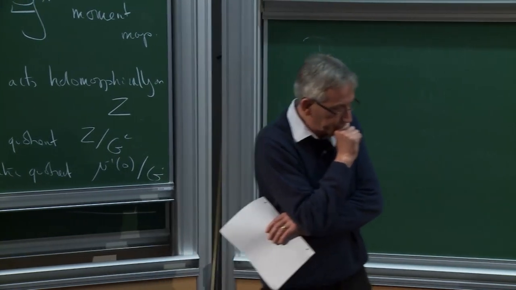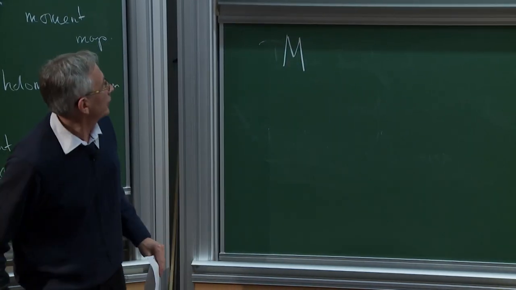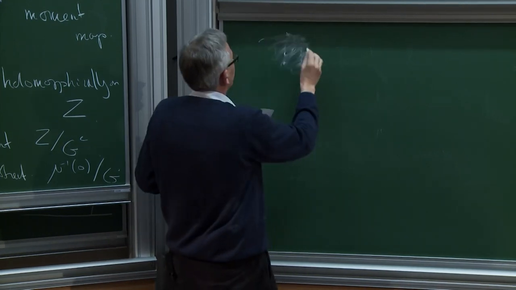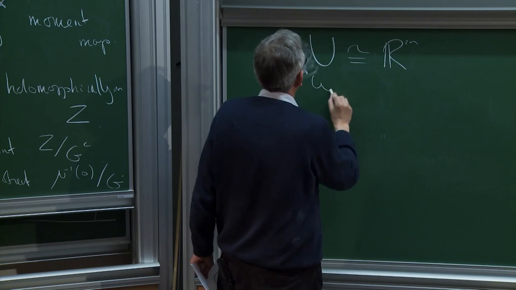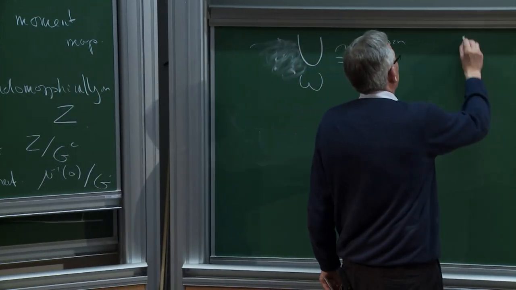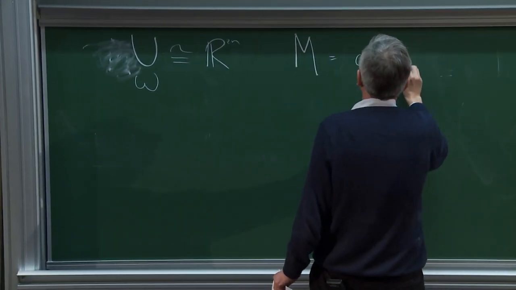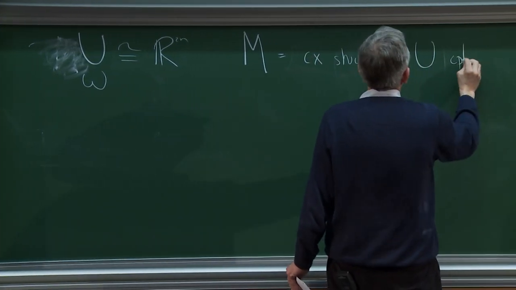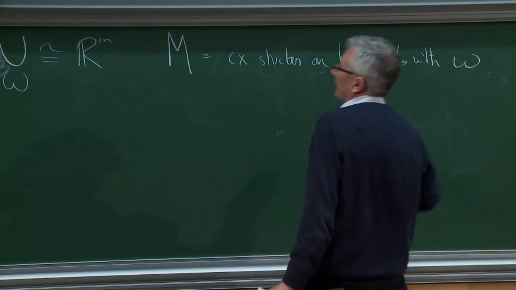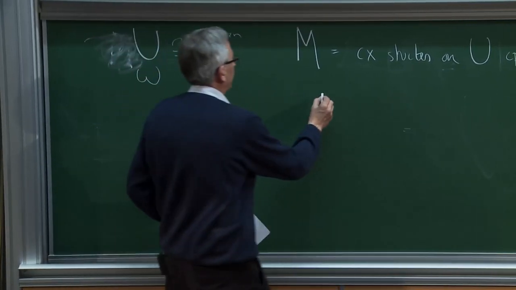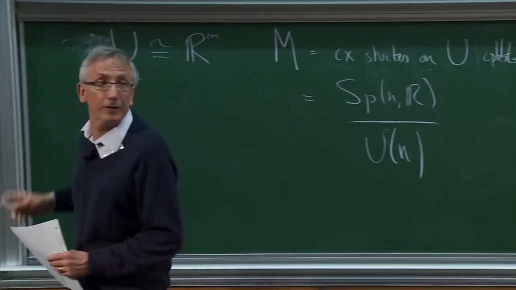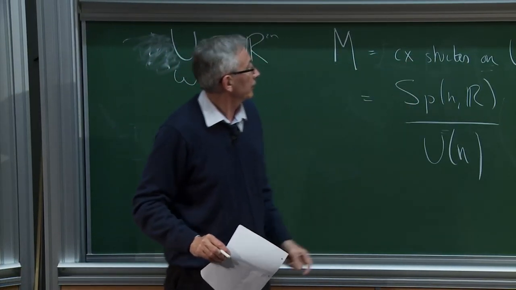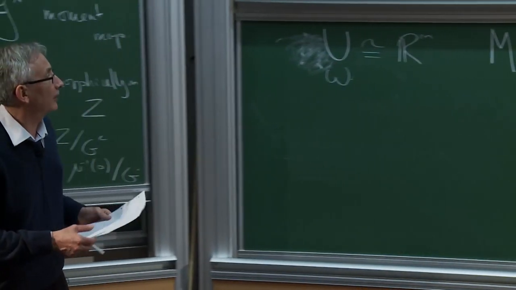And what we want to recall is some standard facts about a homogeneous space called M. Let's suppose we have a 2n-dimensional real vector space called U with a symplectic form. Let M be the set of complex structures, just in the linear sense, on U compatible with omega. So this is the homogeneous space Sp(n,R) over U(n), because the symplectic group acts transitively on these complex structures, almost by definition. The unitary group is the stabilizer of the standard one.